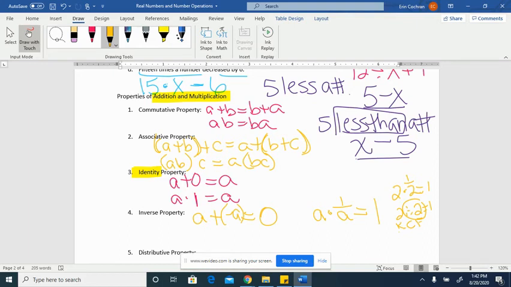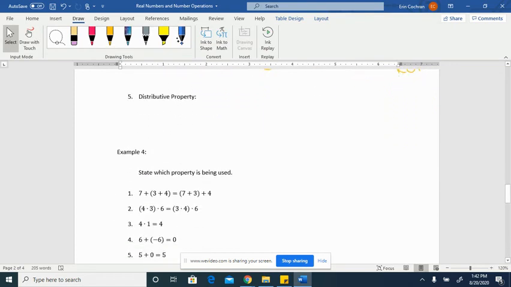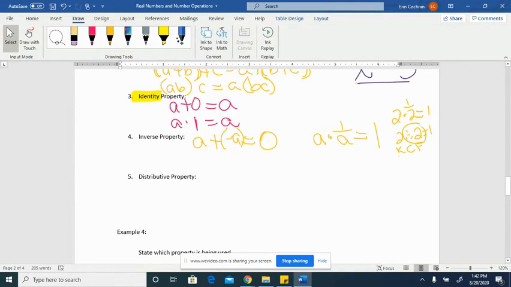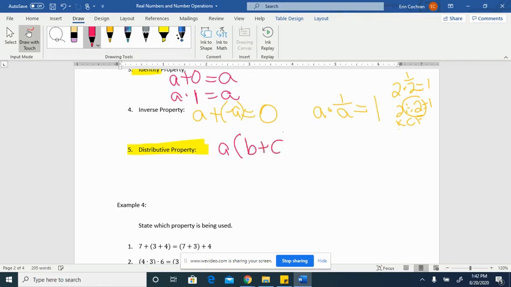Okay. Now, the last property is the distributive property. We'll hit this one a lot more later on. Okay, we actually have a whole unit on that. The distributive property is the only property that doesn't have just addition or just multiplication. The reason is because it actually includes both: a times b plus c or a times b minus c, and it also includes multiplication.